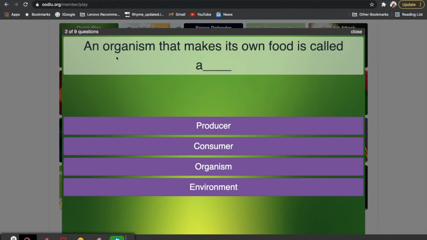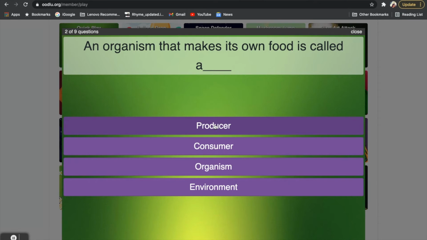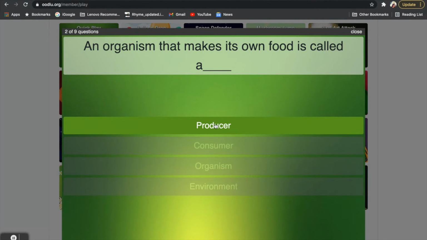Alright, question 2. An organism that makes its own food is called a producer, consumer, organism, or environment? Answer on Edpuzzle now. If you said producer, that is correct. A producer makes or produces its own food.